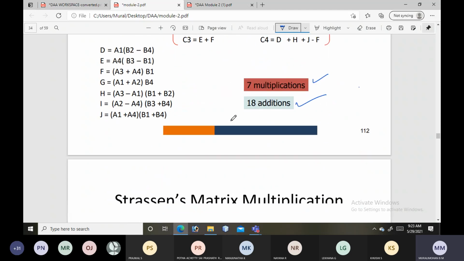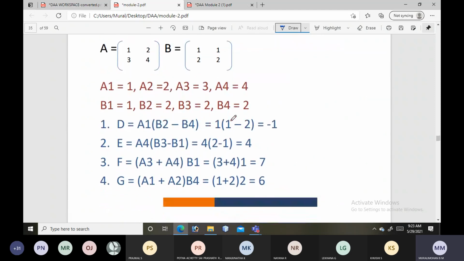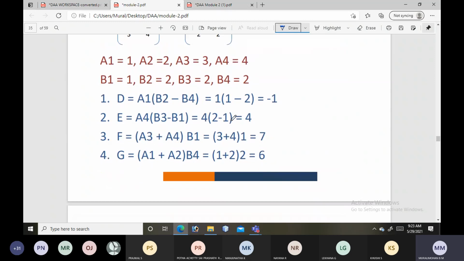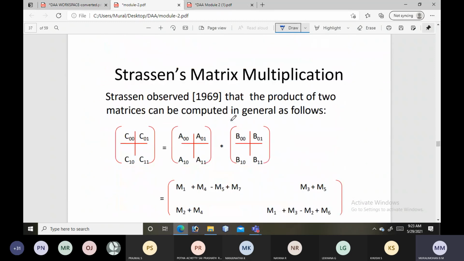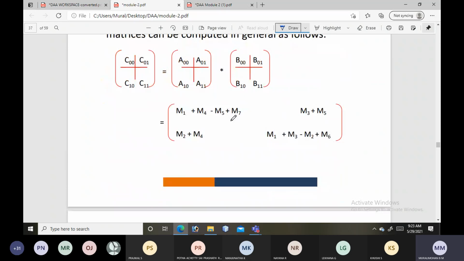But here my question is, 2 cross 2 you can easily solve, right? Suppose it is 4 cross 4, we will divide it like this. Now in this A00 we have 4 elements, so it is 2 cross 2 now. Is it clear?